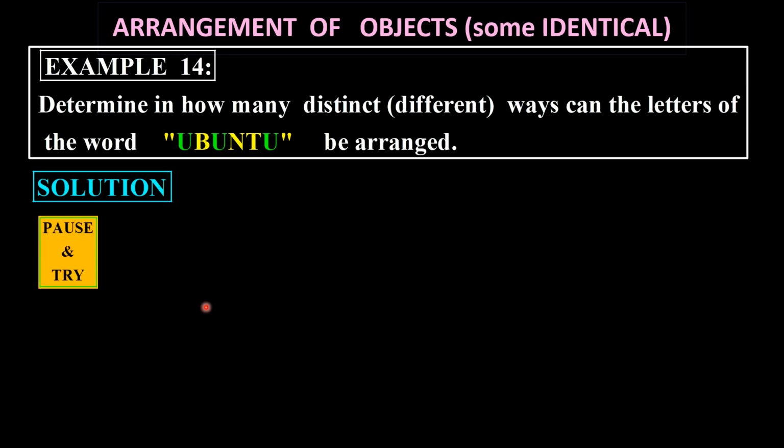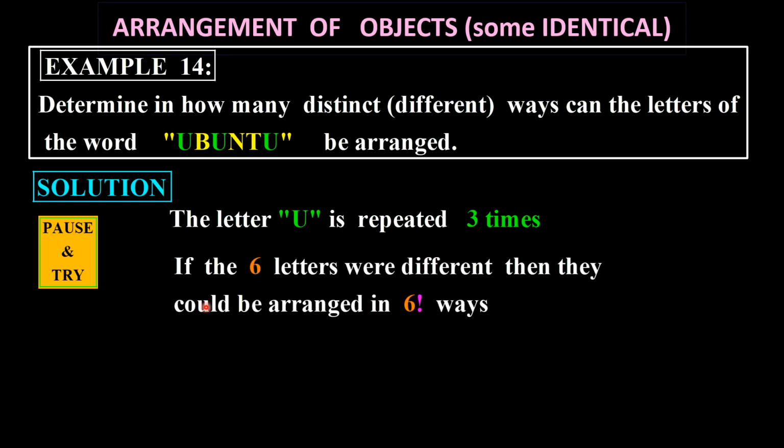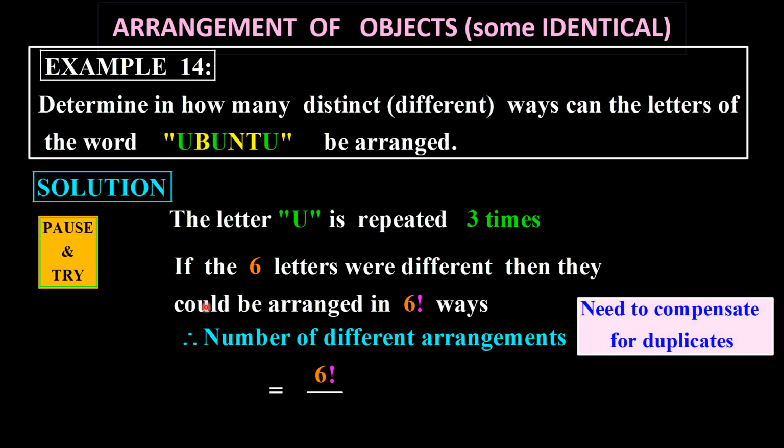Now let's look at your solution. The letter U is repeated 3 times. That's the only letter that's repeated. And how many letters are there altogether? There are 6 letters. If they were all different, I would have 6 factorial ways of arranging those 6. But I have to compensate for the letter U that's repeated. So therefore it will be 6 factorial divided by 3 factorial, because there are 3 U's. And if I calculate that, there we have the answer, 120. Very good.